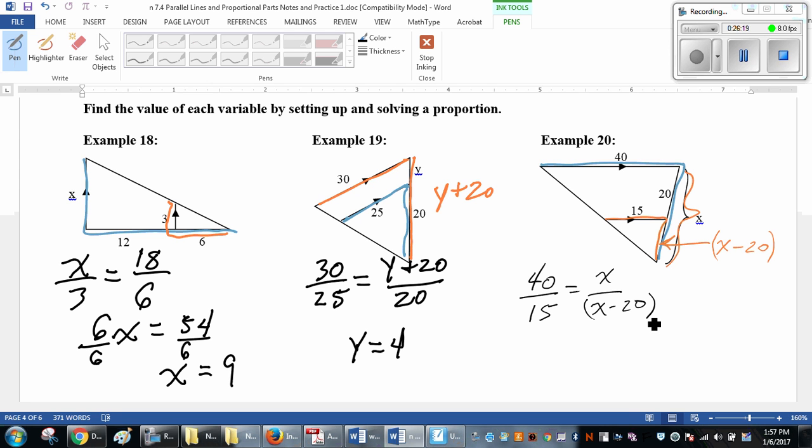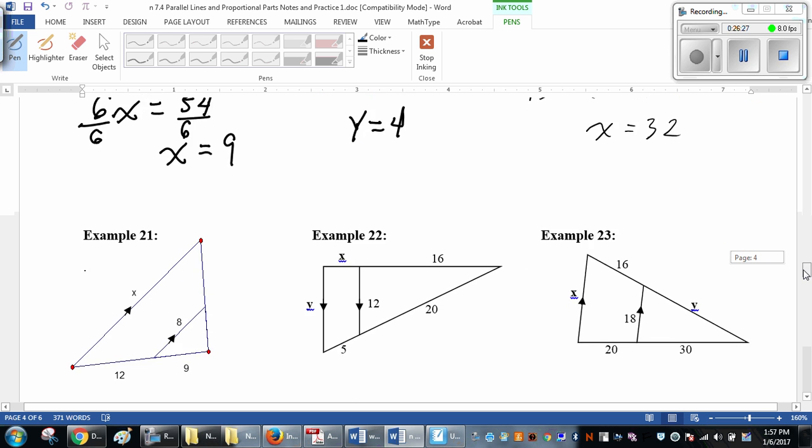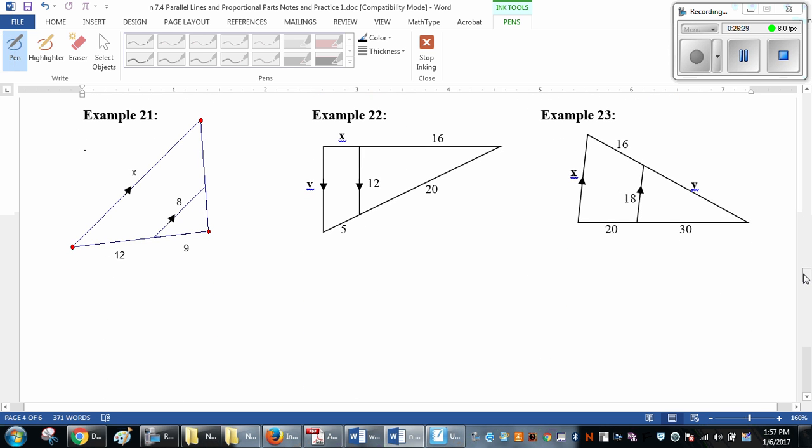All right, you should have your answer now. X equals 32. All right, go back if you need more time. Again, we've got a lot more examples here, guys, so if you're not quite getting it yet, that's okay. We're going to practice some more.